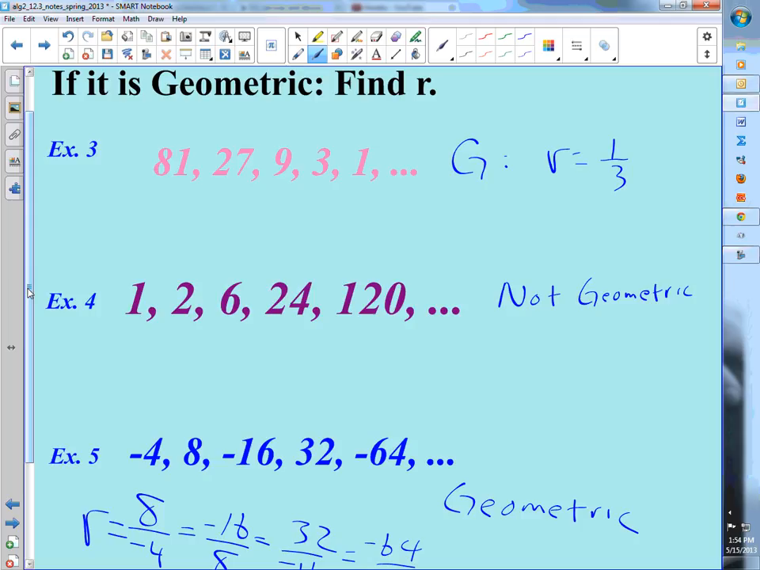What's 3 times 81? Okay, let's do an easier one. What's 3 times 3? Is that 9? Then this is not. R, again, go back to your fundamentals. 27 over 81. 9 over 27. 3 over 9. 1 over 3.